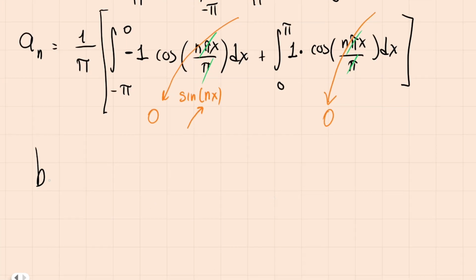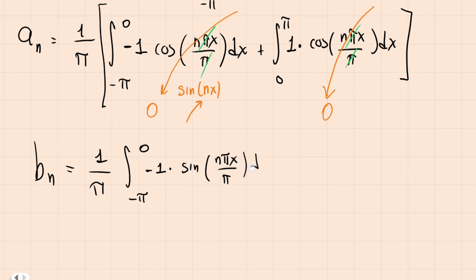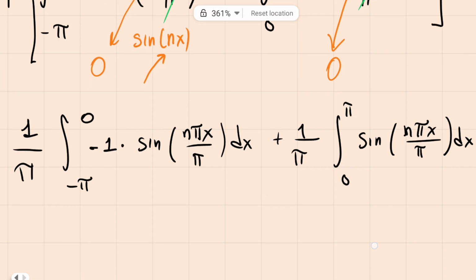So we are now going to get the b sub n term that we need to calculate as 1 over pi times the integral from negative pi to 0 of negative 1 times sine of n pi x over pi dx, plus 1 over pi the integral from 0 to pi of sine of n pi x over pi dx. Again, these pi's can be cancelled.